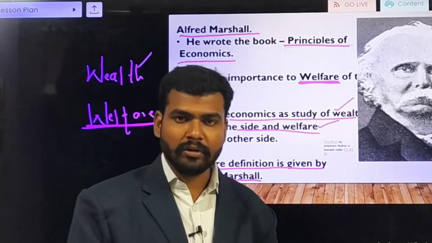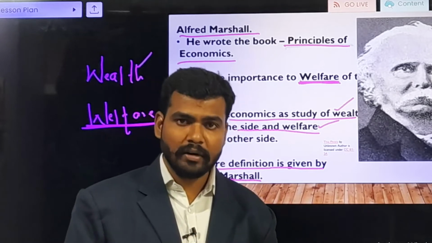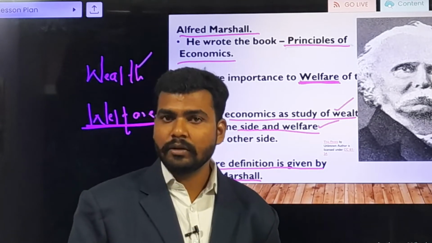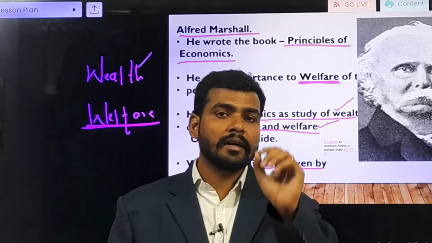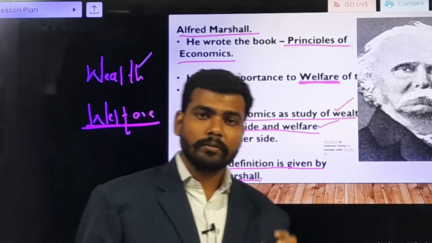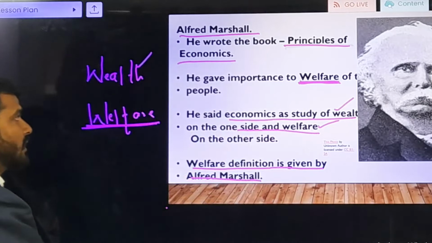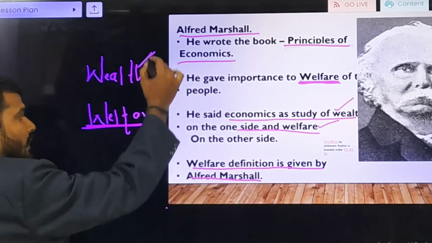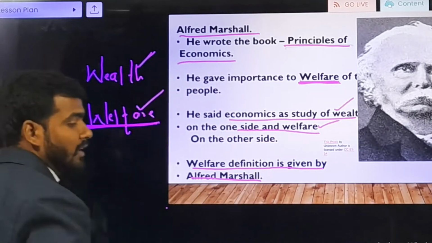Are we studying under geography? No. Are we studying under polity? No. Are we studying under history? No. We are studying it under economics. So by that we can clearly understand that economics studies about wealth and economics studies also about welfare.